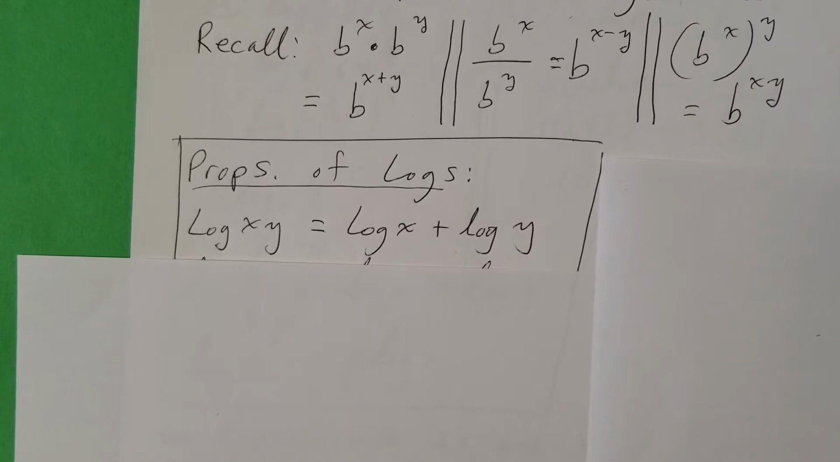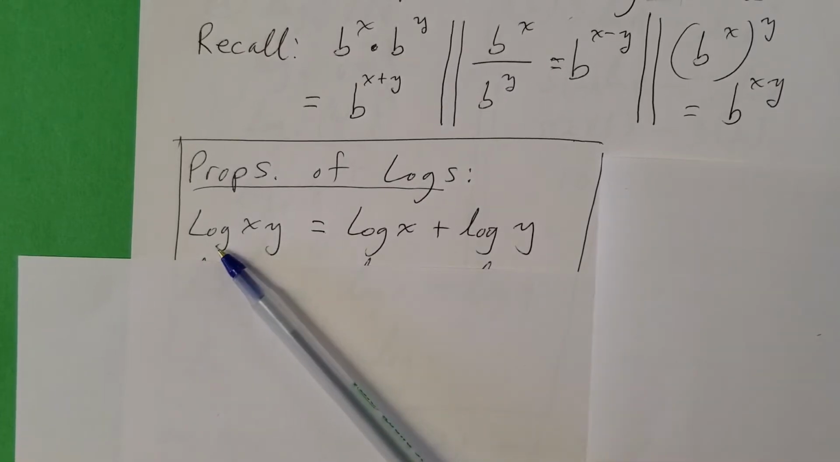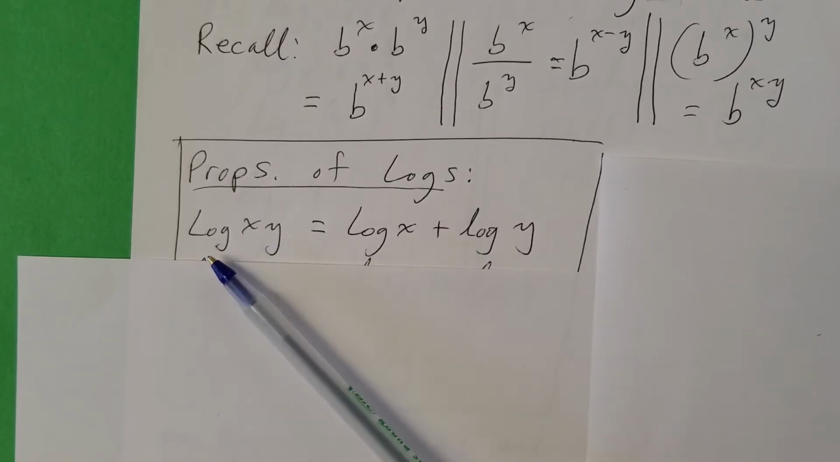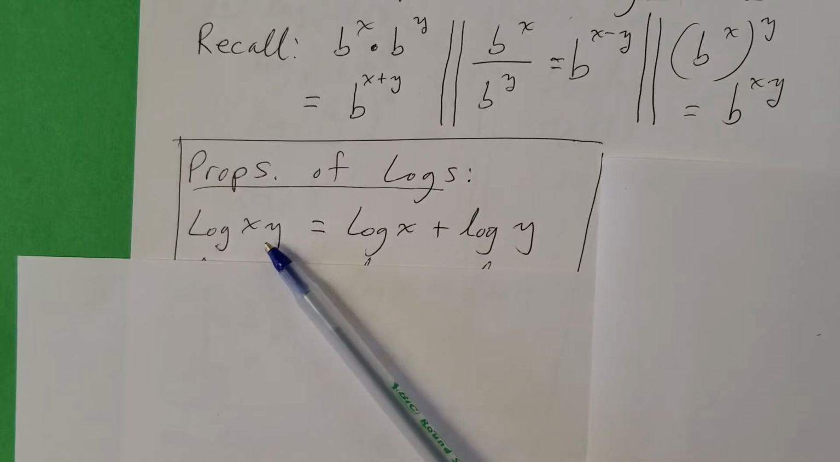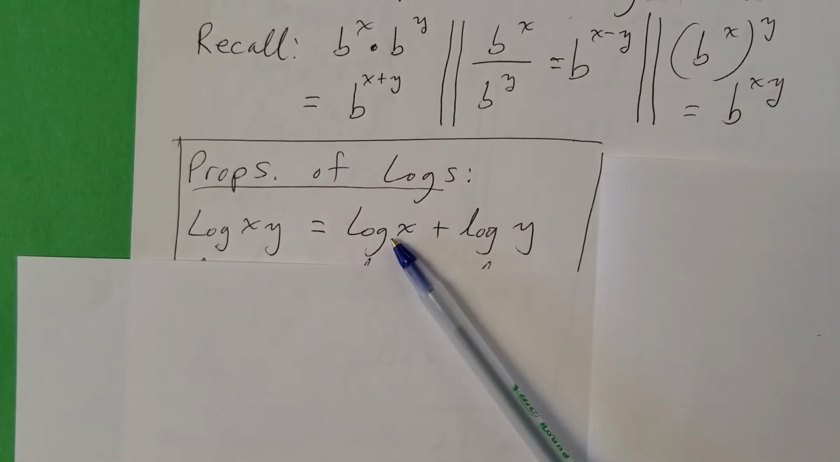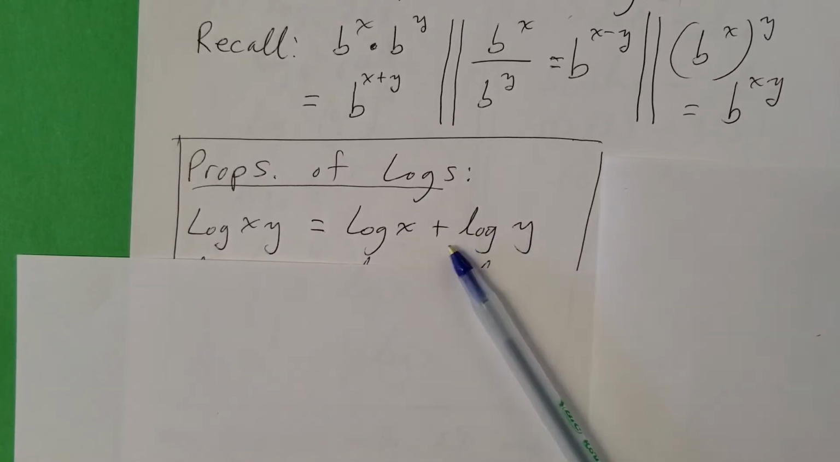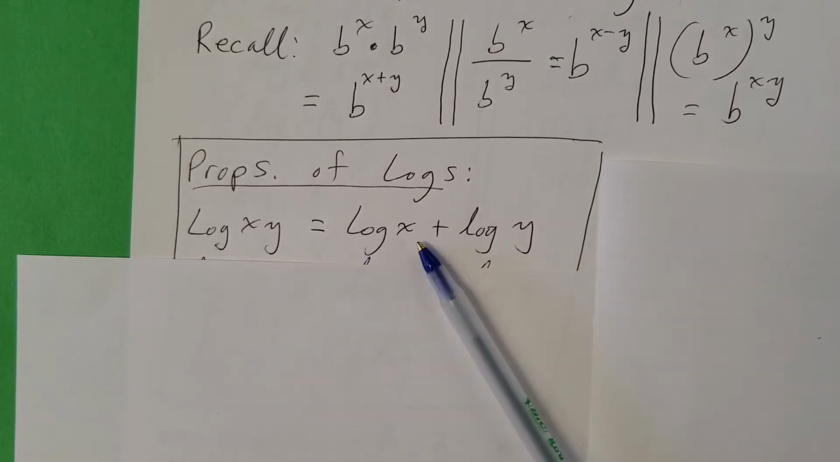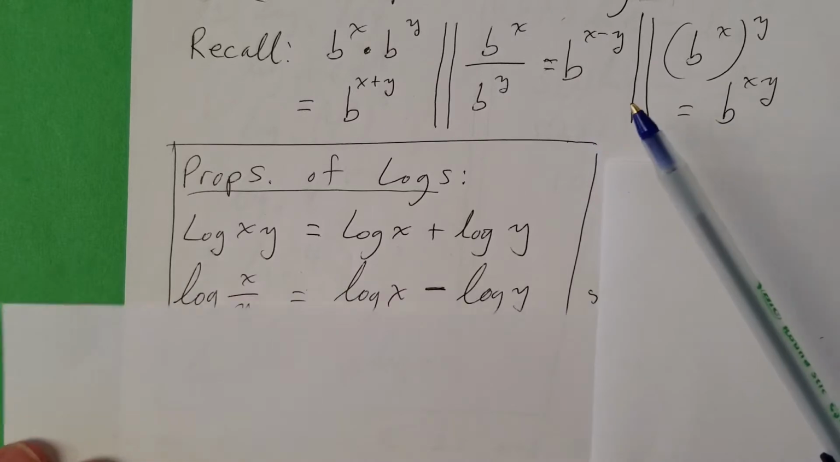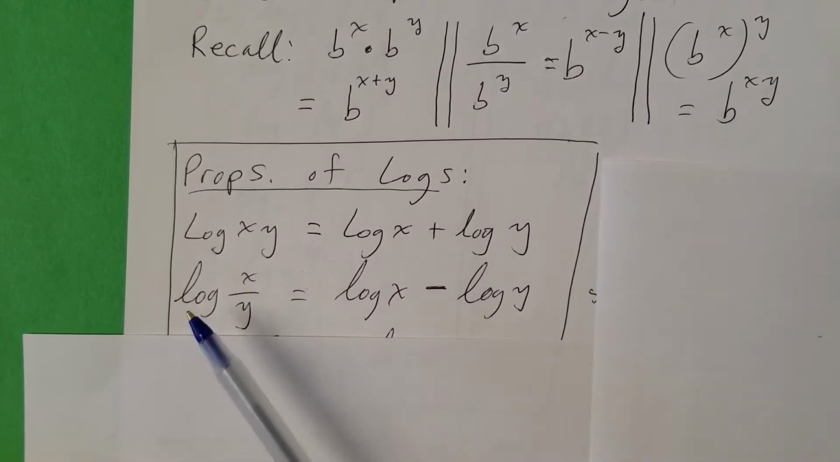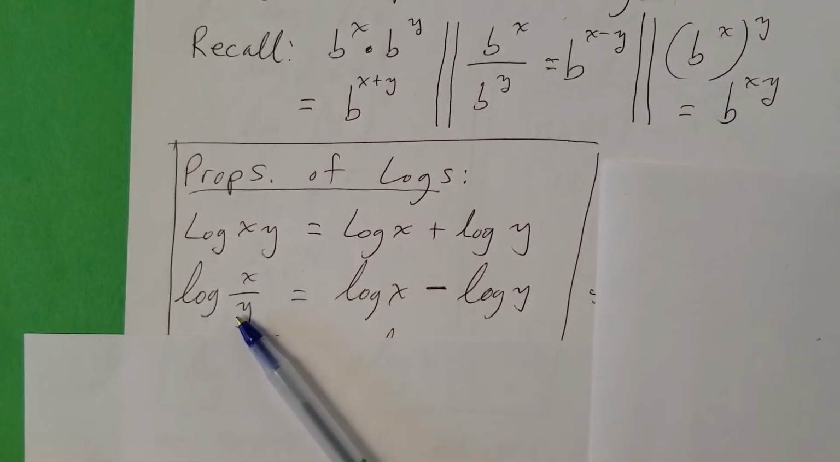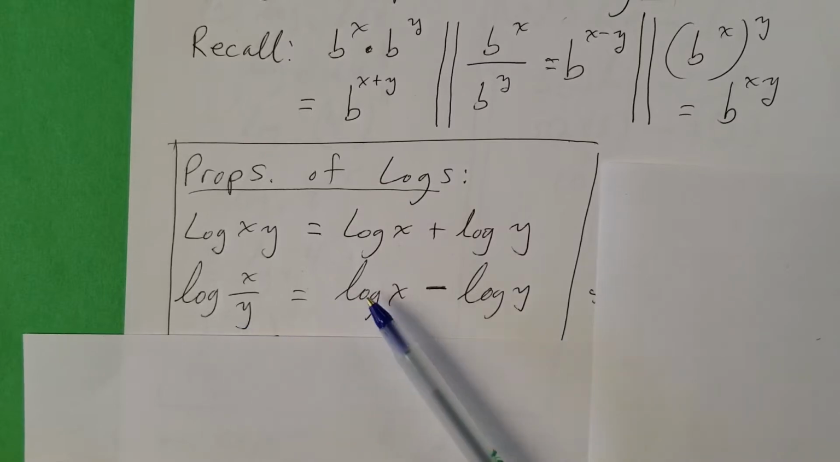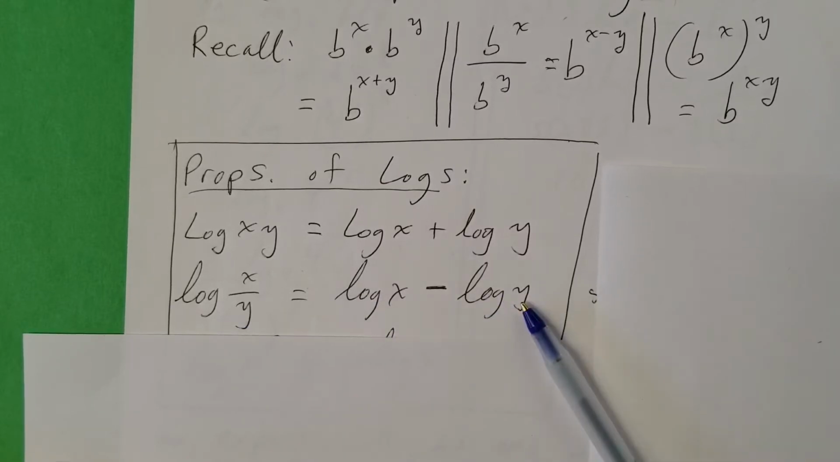First one is, if you have log of xy, log of something times something, then you can take the log of the first, log of the second, and add them. So log of xy is equal to log x plus log y. And this will make sense. Log of x divided by y is equal to log of x minus log of y.